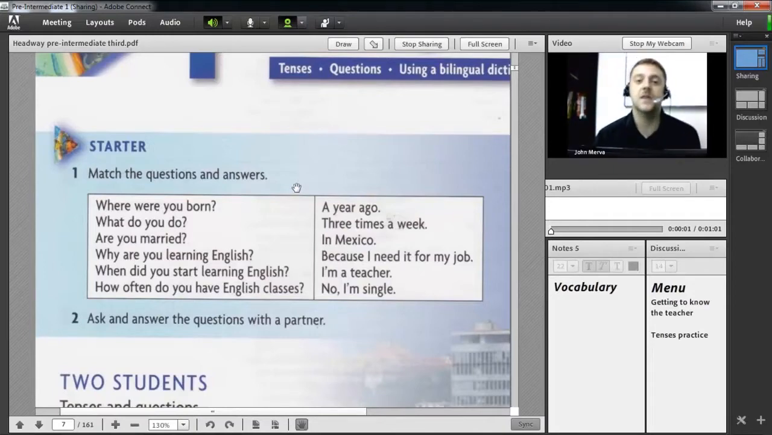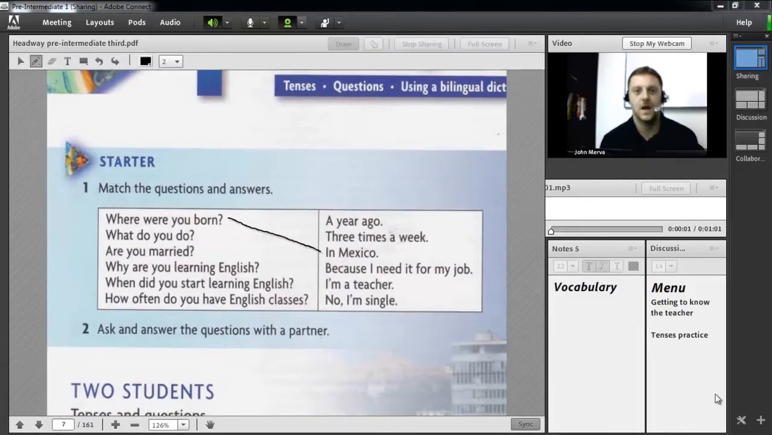In this exercise, we have a column on the left of questions, and on the right, we have some answers. Your teacher will now put you into pairs or into threes, and I would like you to match the answers from the column on the left with those in the column on the right. So, for example, if we look at the first question, where were you born? We can say that the answer is in Mexico. Please now, in your pairs, match the questions in the column on the left with the answers in the column on the right.